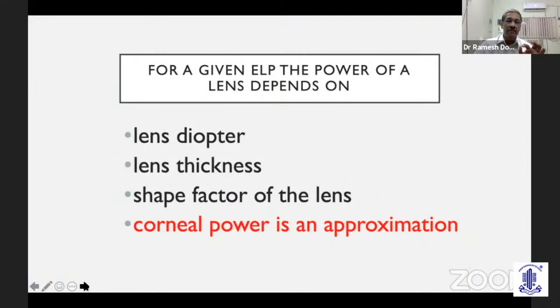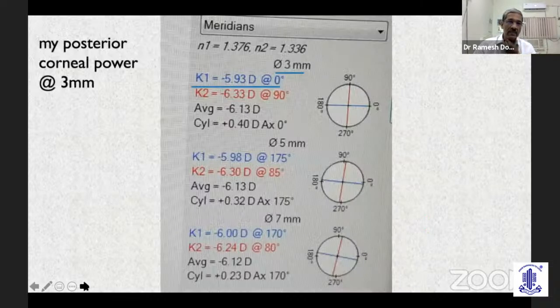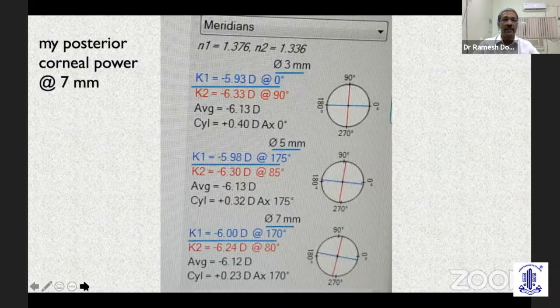For any given position of a lens in the eye, the actual power depends on the lens diopter, the lens thickness, the shape factor of the lens, whether it is a meniscus lens, a planar convex lens, a biconvex lens, and finally and most importantly, the corneal power. We know that the corneal power is an approximation. Here is just my posterior corneal measurement in 3 millimeter, 5 millimeter, and 7 millimeter rings. And you can see the wide variation in both magnitude and axis in any given eye.